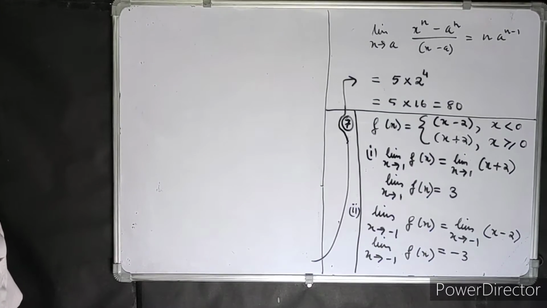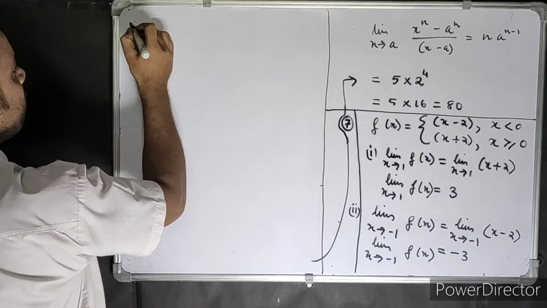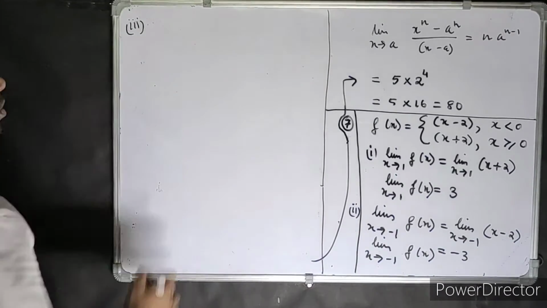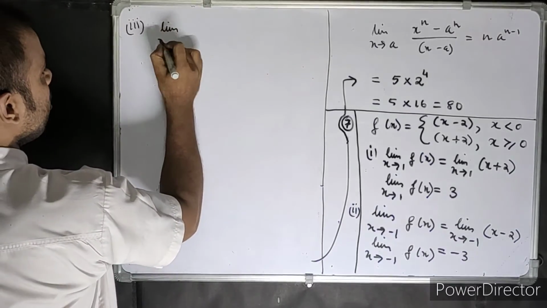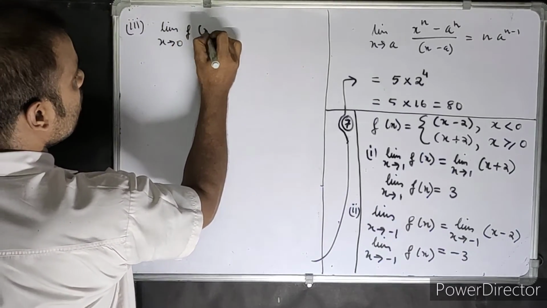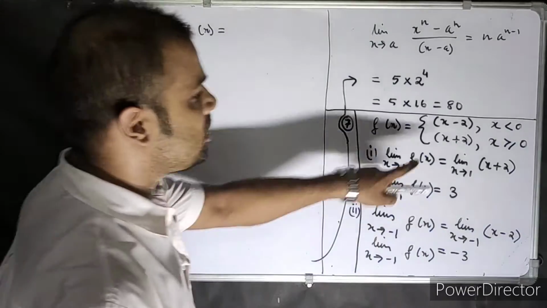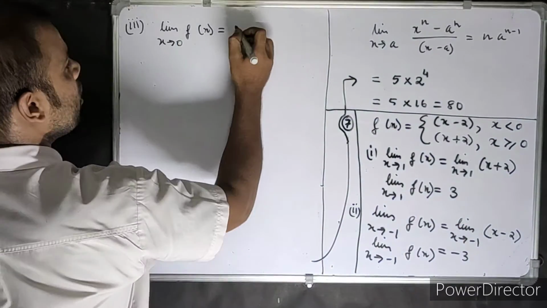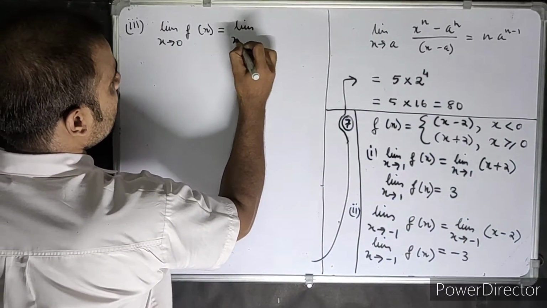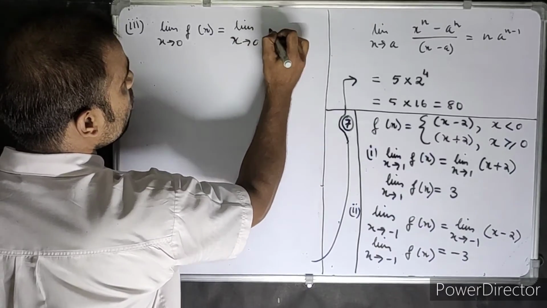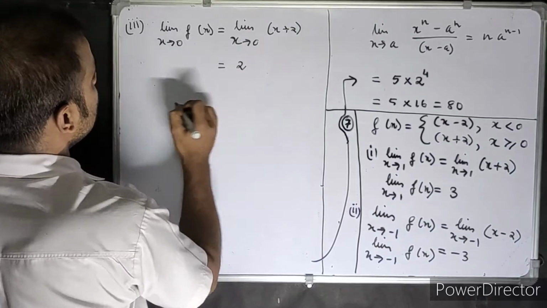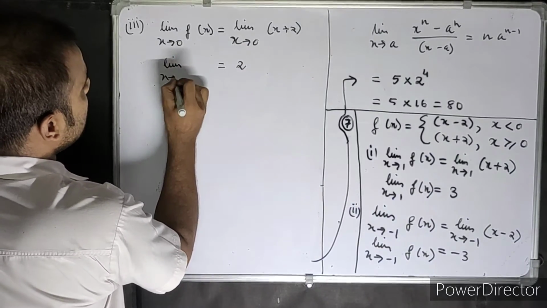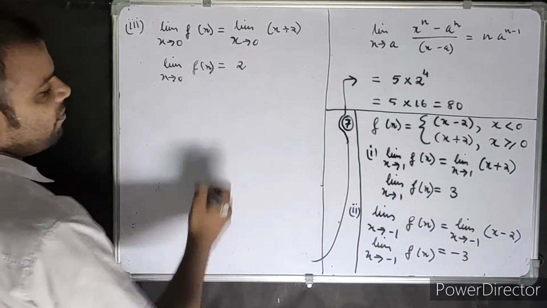Let's go on to the next one, that is part 3 of question number 7. Part 3 says we have to find limit of x tends to 0 f of x. So 0 means this one, equal to 0. So you will write limit of x tends to 0 x plus 2. So that is just 2. Limit of x tends to 0 f of x is 2.